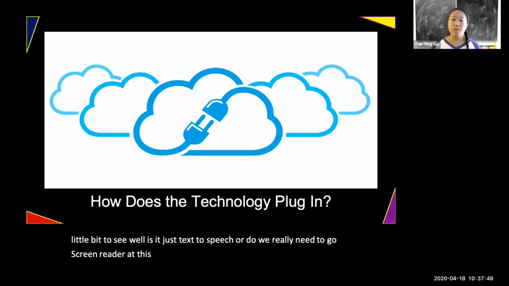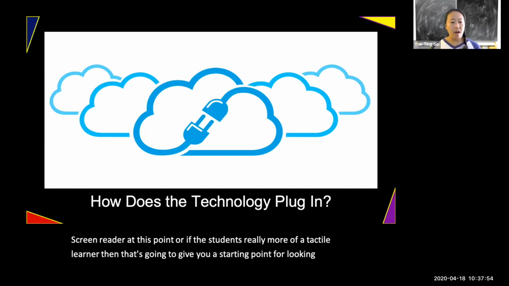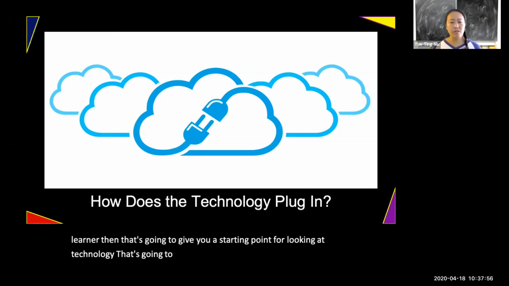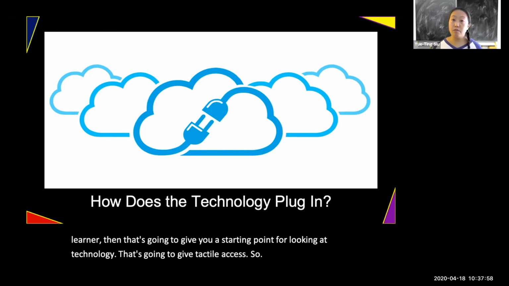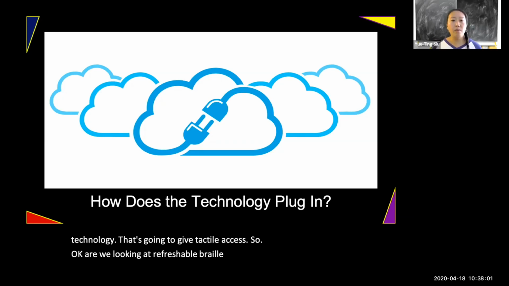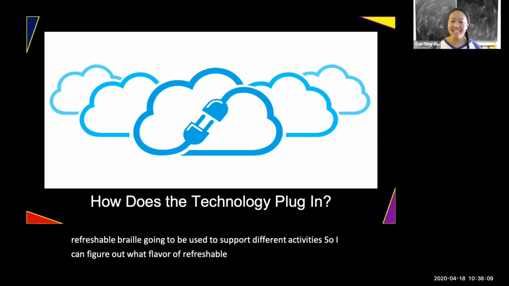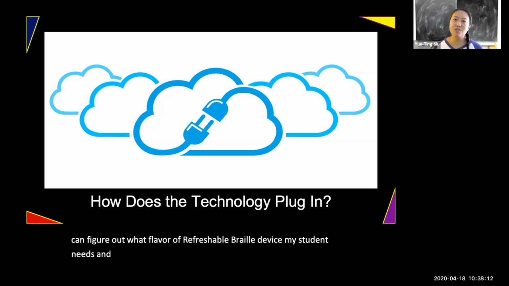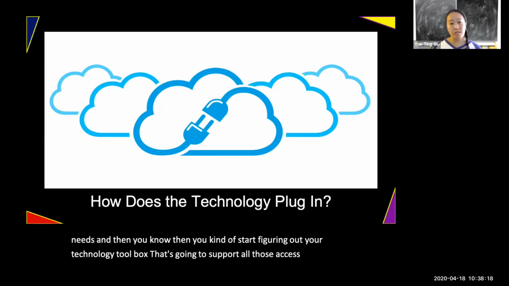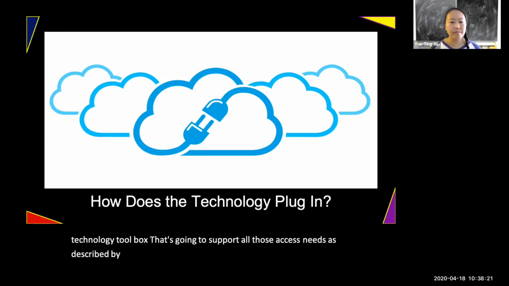Or if a student's really more of a tactile learner, then that's going to give you a starting point for looking at technology that's going to give tactile access. So, okay, are we looking at refreshable Braille? And if so, how is this refreshable Braille going to be used to support different activities so I can figure out what flavor of refreshable Braille device my student needs? And then you start figuring out your technology toolbox that's going to support all those access needs as described by the FVA and LMA.